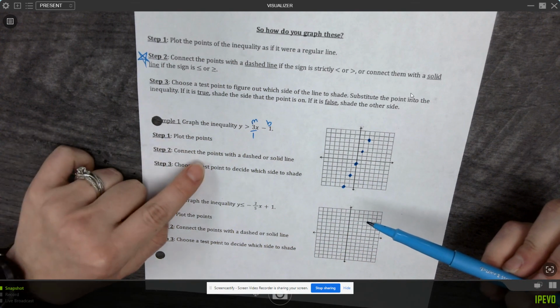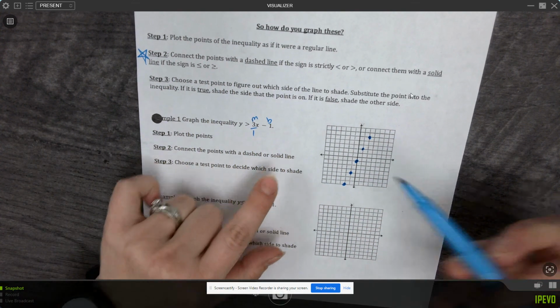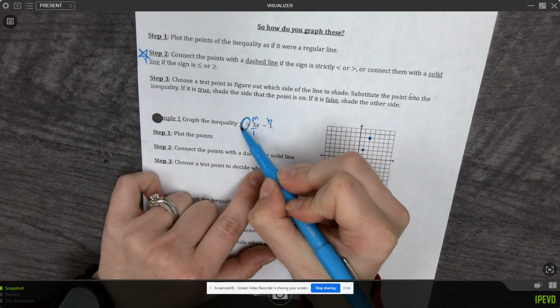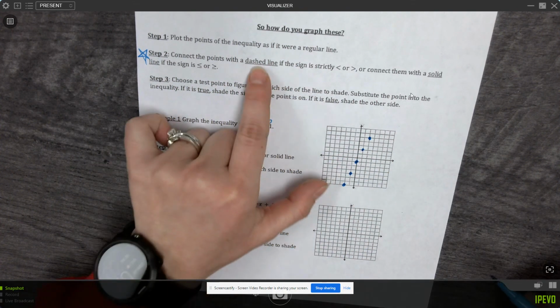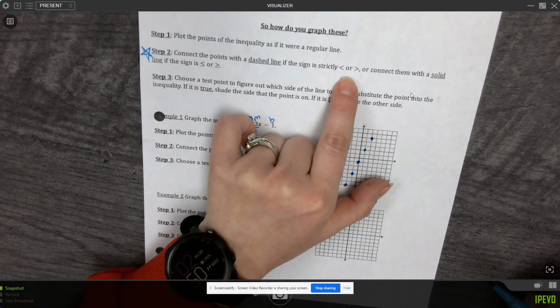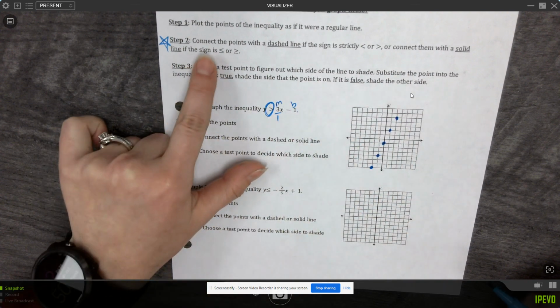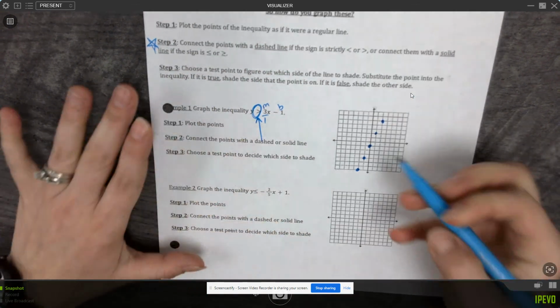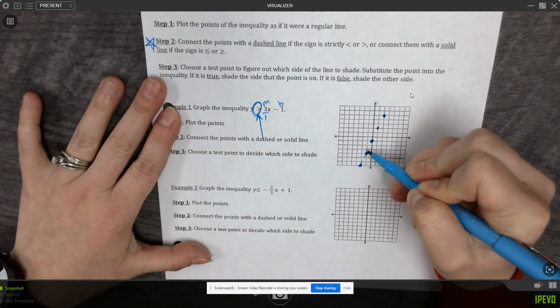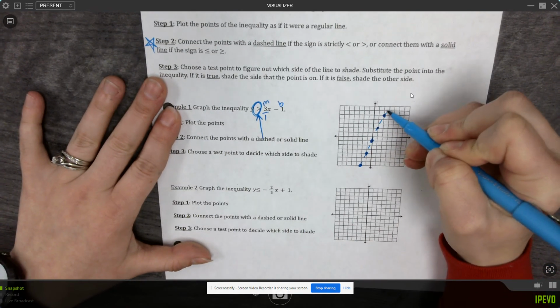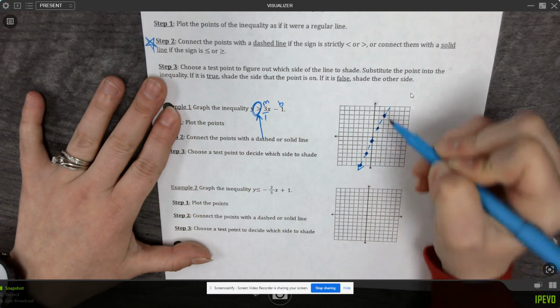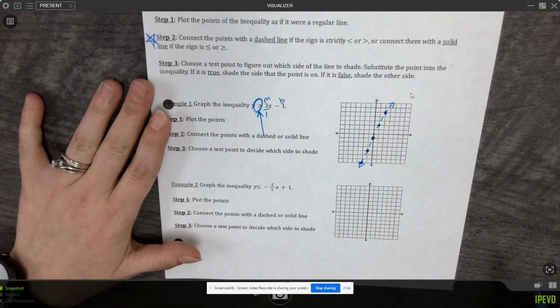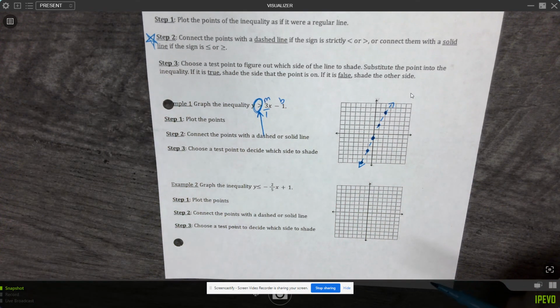Then you're going to connect with a dashed or a solid line, which you tell based on your symbol. We said it's dashed if it is not or equal to, solid if it is. So since ours is not or equal to, we are going to be dashed. So when you connect, you're just going to leave some gaps in between. You will still put arrows on your ends. So you got a dashed line.